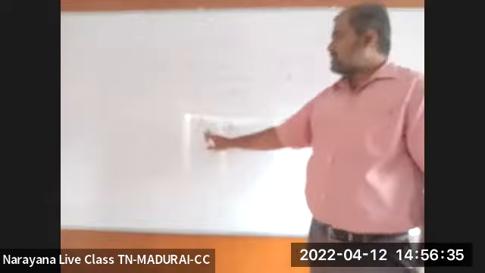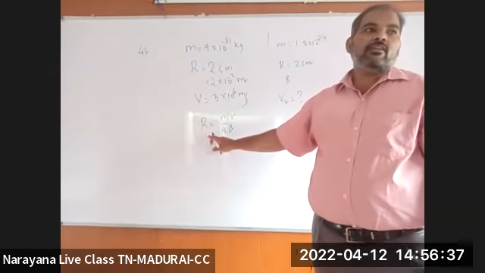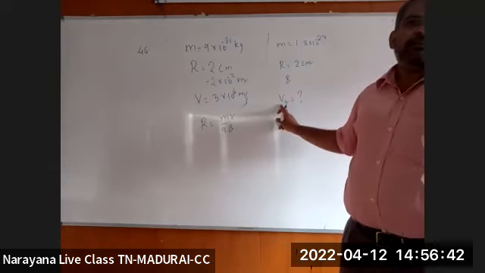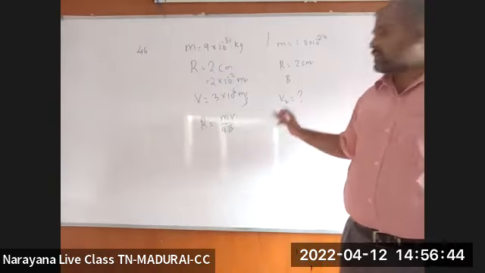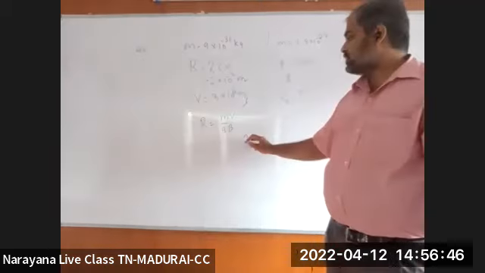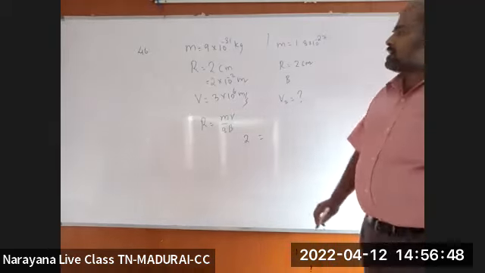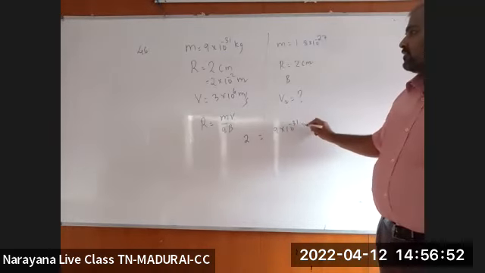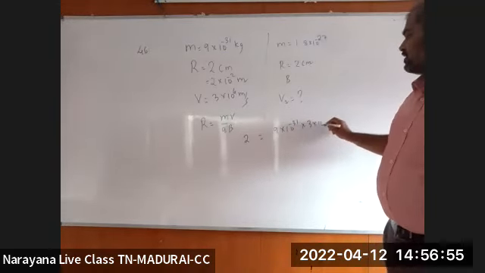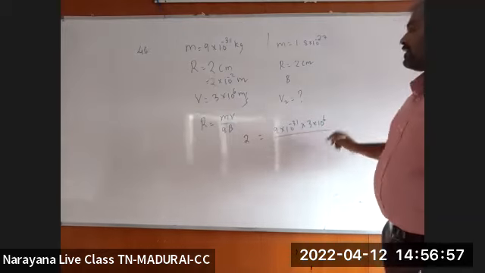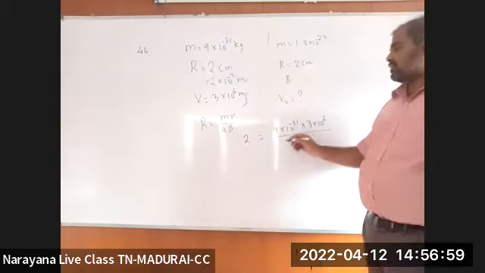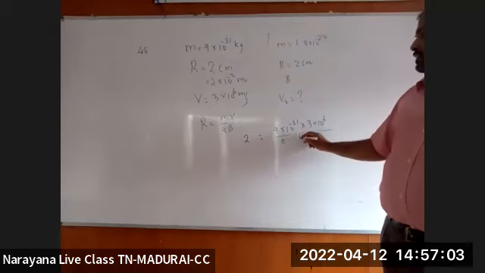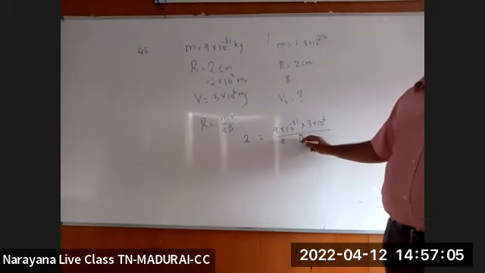As per the data, the first situation will give one equation, the second situation will give one equation. I will divide them. R value is 2 centimeter, equal to the mass of the electron 9 into 10 power minus 31, into V value 3 into 10 power 6, divided by the charge of the electron, I will write e, and the magnetic field, I will write B. This is equation number 1.